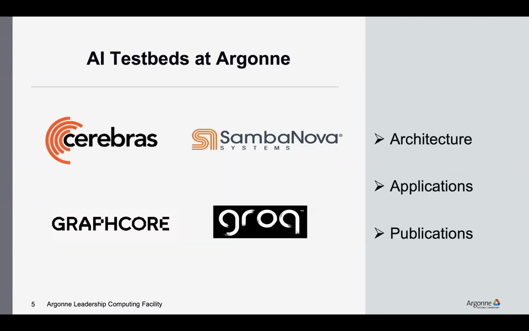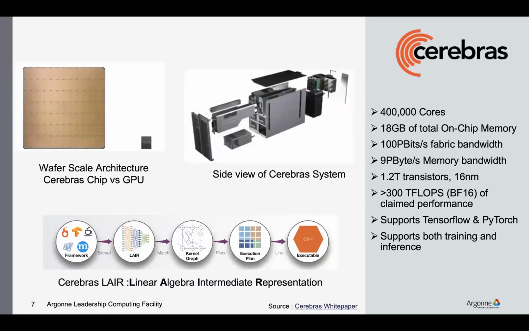Now let's get ahead. At Argonne we have four AI testbeds at this moment. They are from Cerebras, SambaNova, Graphcore, and Groq. For these four testbeds, I'll give a very brief introduction about their architecture, some salient features of each of them, what applications we have been able to port to these architectures, and a few early publications that we have regarding these architectures. So let's start with the architectures, first with Cerebras.